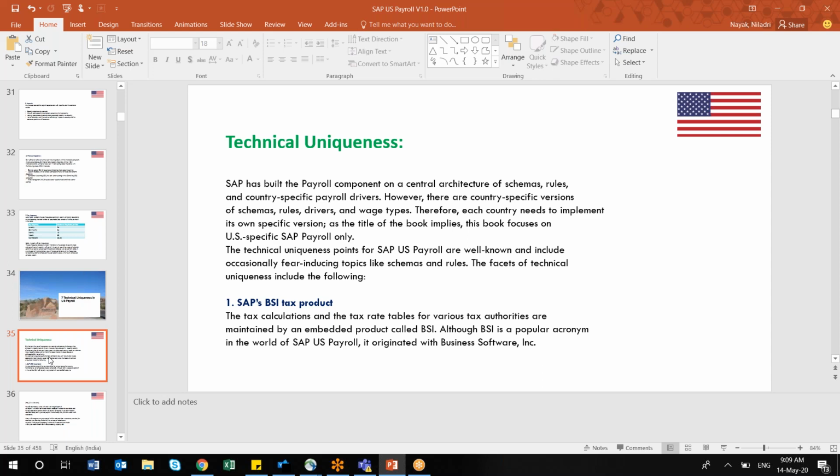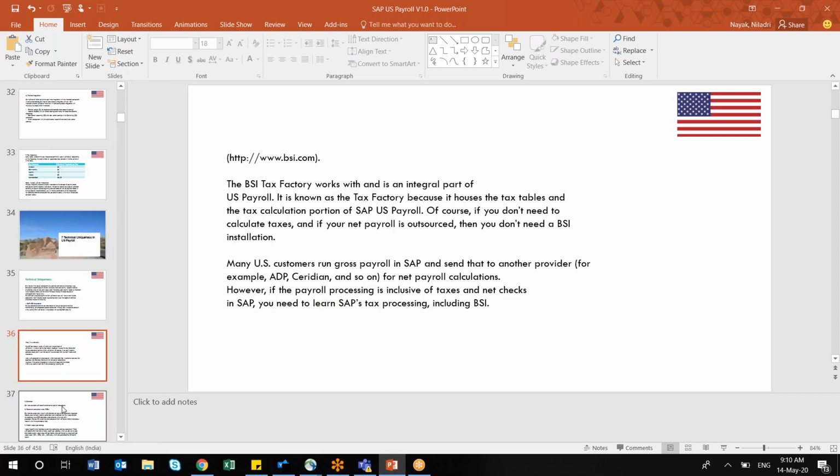And BSI is nothing but, the acronym stands for Business Software Inc. It is one of the world's most popular tax authorities, like a tax regulatory, tax calculation product, and SAP has collaborated with them. Those details you can always find on bsi.com.